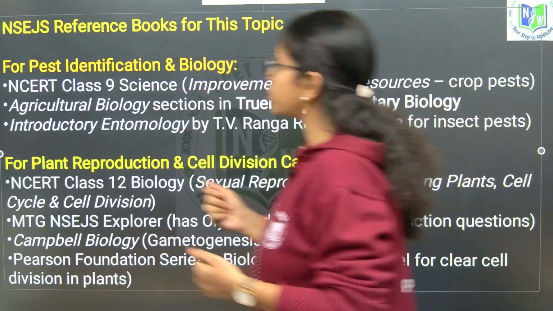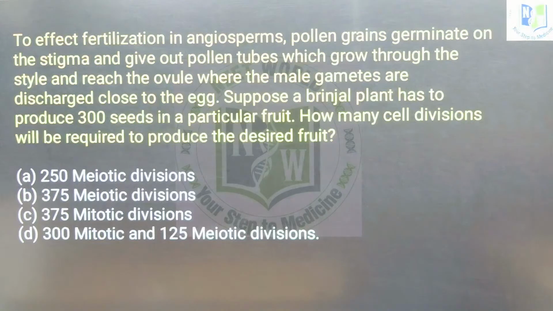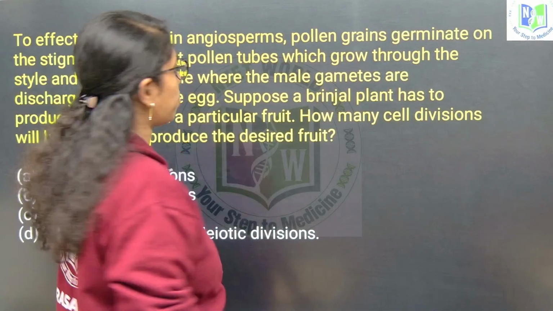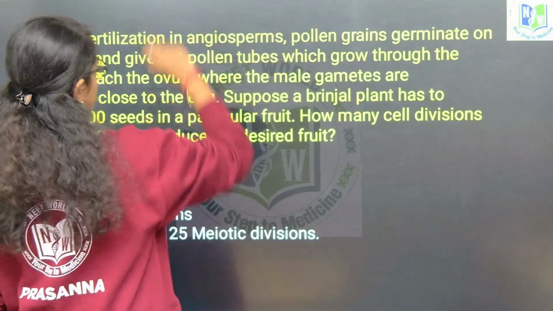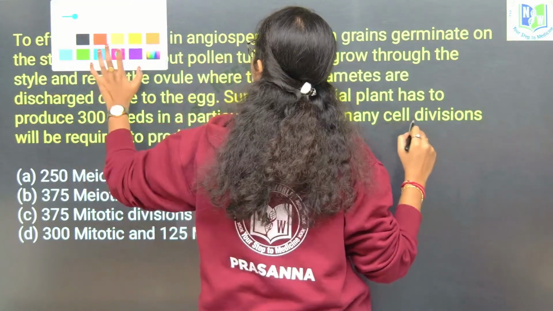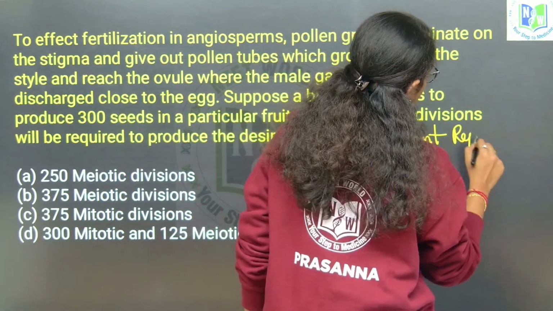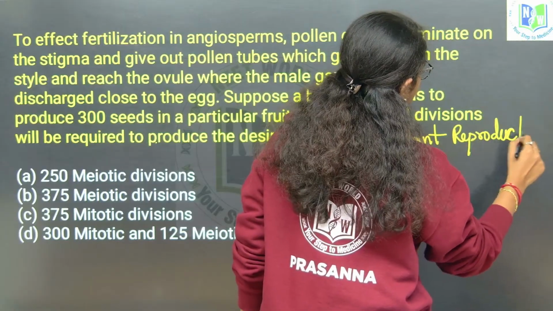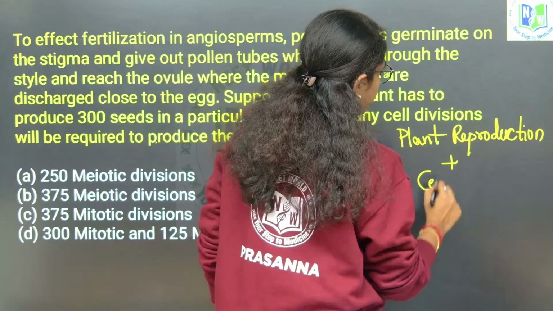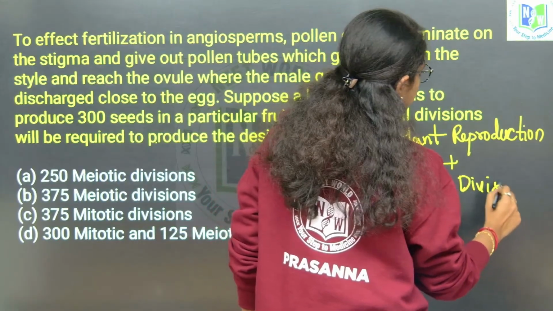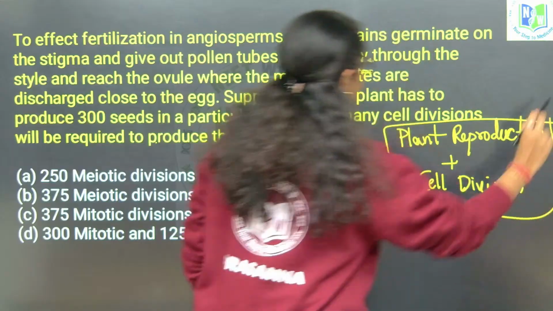Clear, right? And next, this question is from sexual reproduction of flowering plants. This is a combined question. It is a combination of 2 different topics. One is sexual reproduction in flowering plants, or you can say plant reproduction, and cell division. Combining these 2 concepts, the question is raised. So, look at the question carefully.